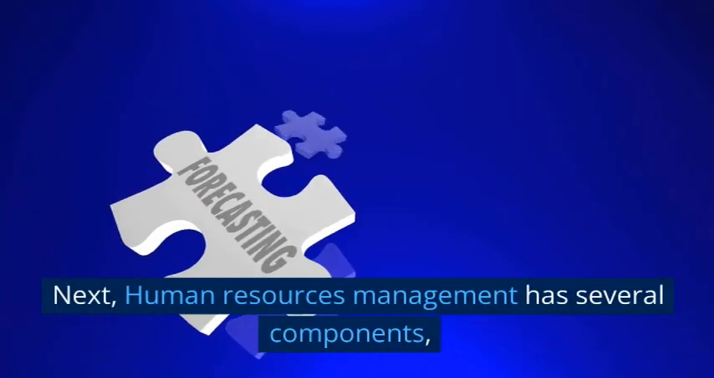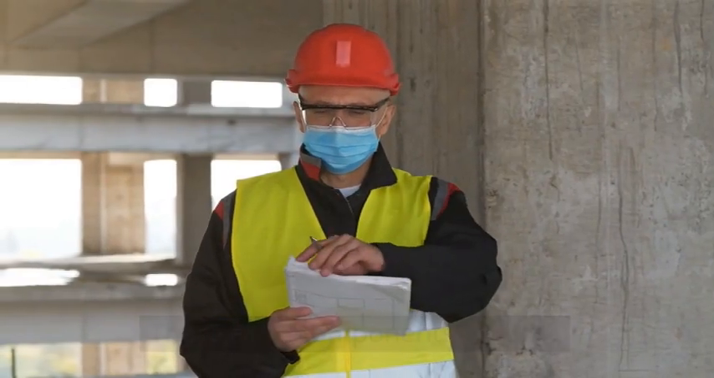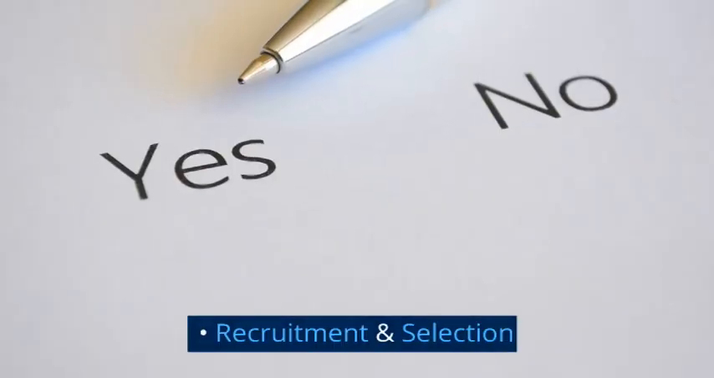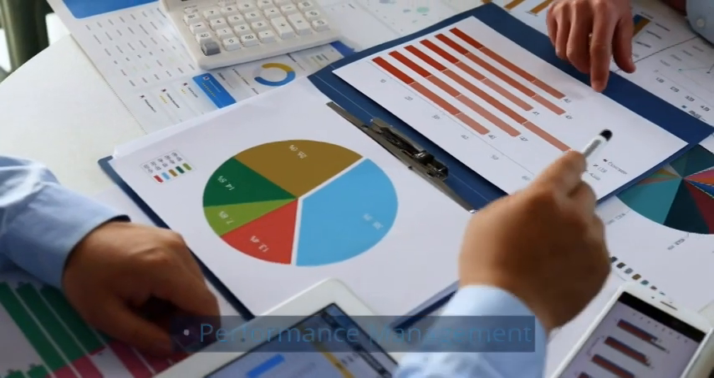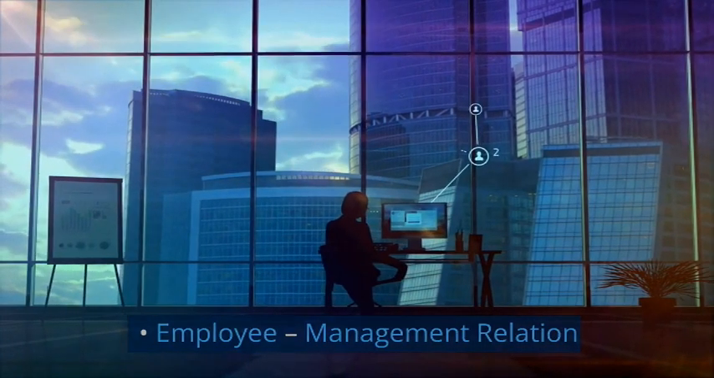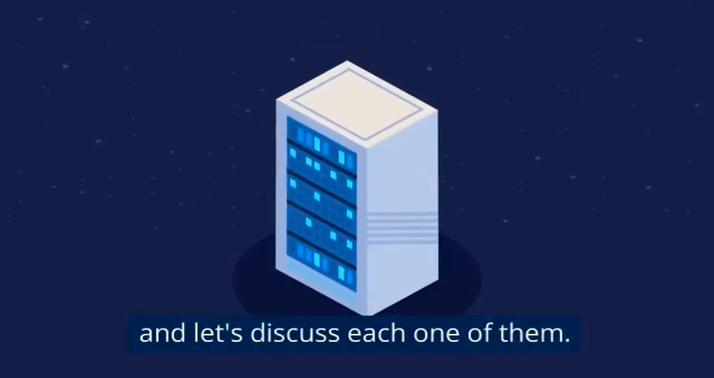Next, human resources management has several components. There are 6 components of HRM. They are human resource planning, recruitment and selection, performance management, training and development, employee management relation, management information system. And let's discuss each one of them.